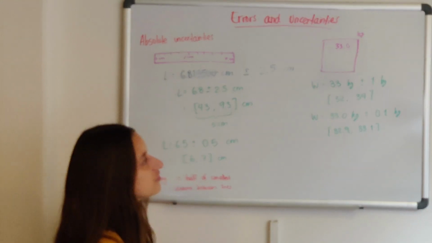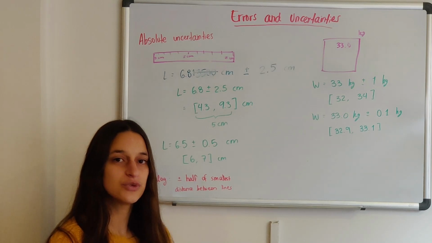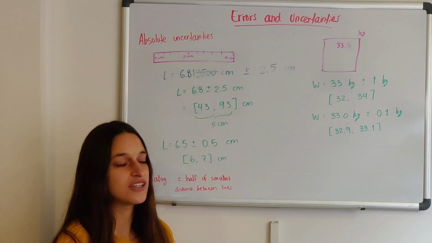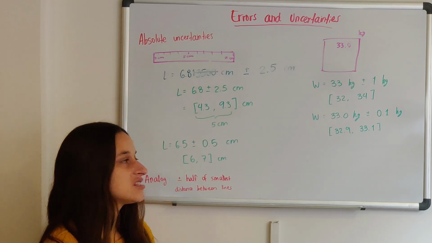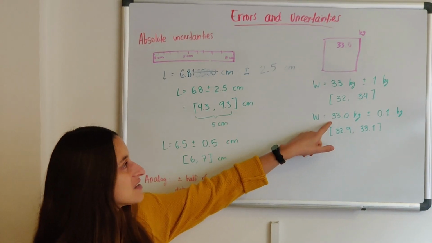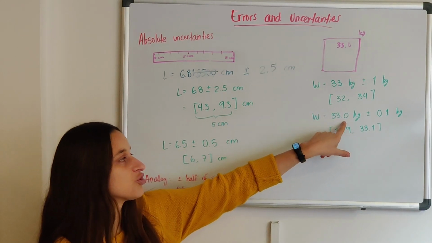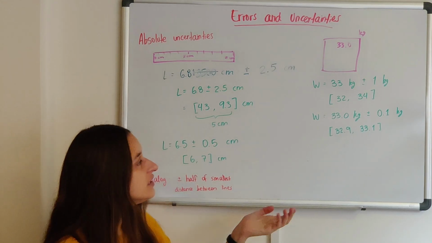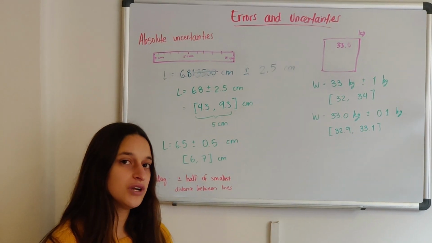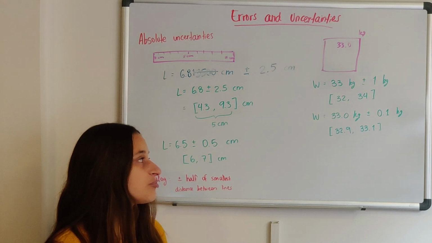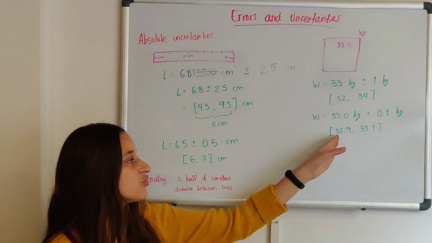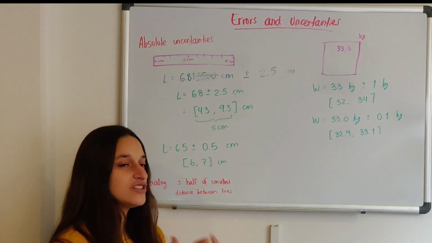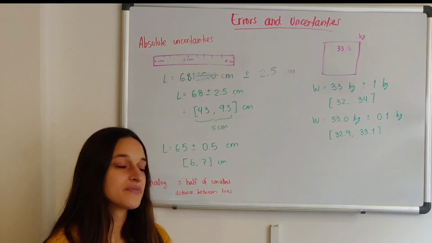So notice that even though our value was the same, 33, 33.0, we consider that to be the same value. It's not, because it's much more precise if your digital scale gives you 33.0 than 33. Because if it says only 33, you could be between 32 and 34. But if it says 33.0, you know you're between 32.9 and 33.1. So there's only a range of 2 kilograms where you might be.